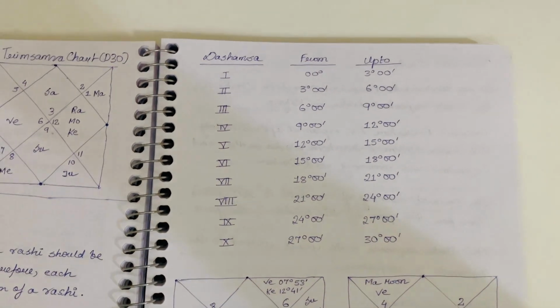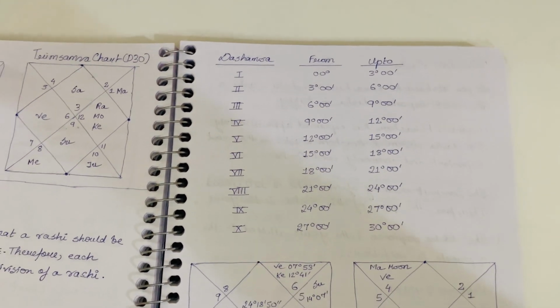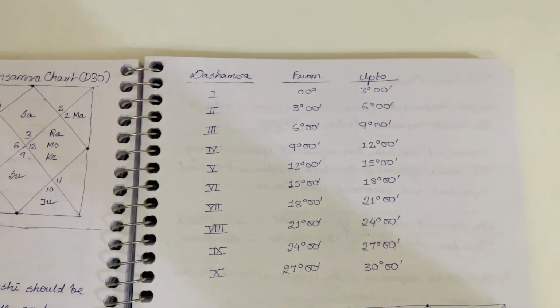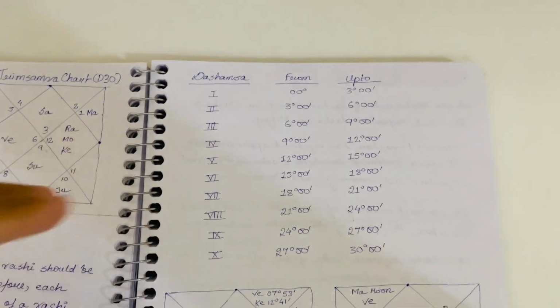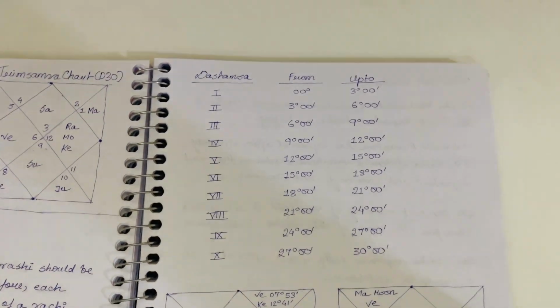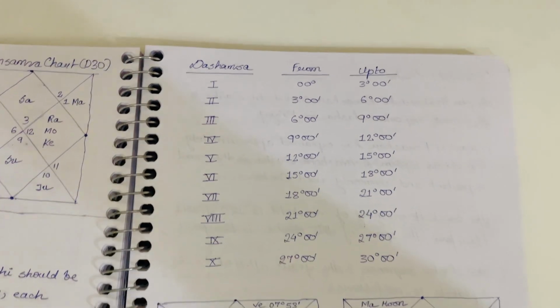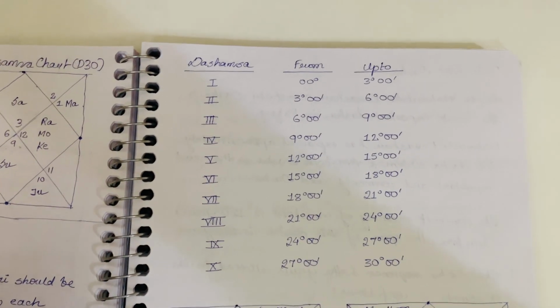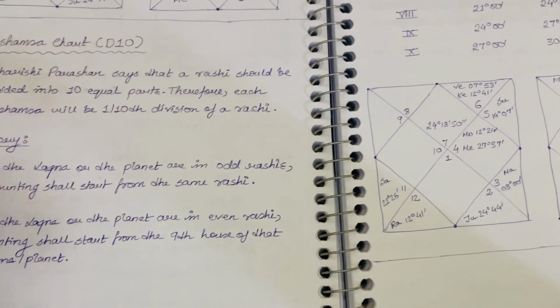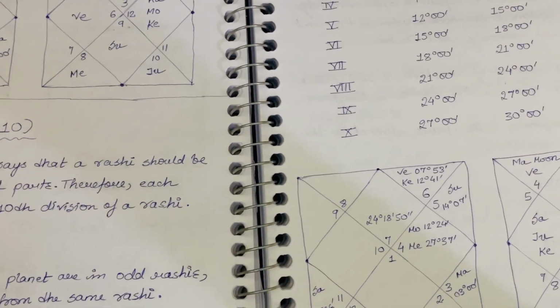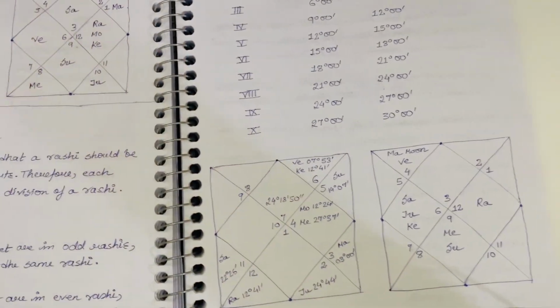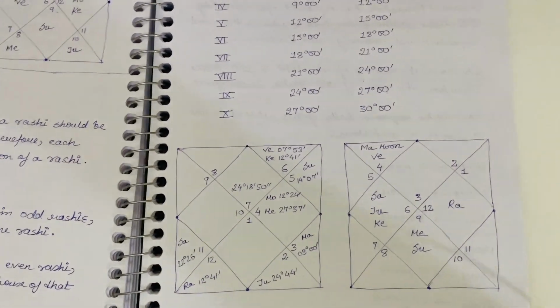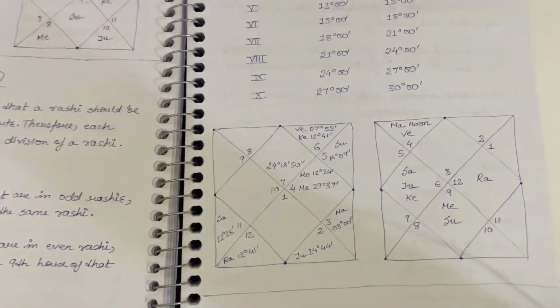A very simple and plain table that you can instantly create any time you want, whenever there is a requirement for you to create the Dasamsa Varga chart. So this table is very easy to create, and these two theories are very easy to remember. All right, so now let's come to the creation of the Dasamsa chart from the birth chart.